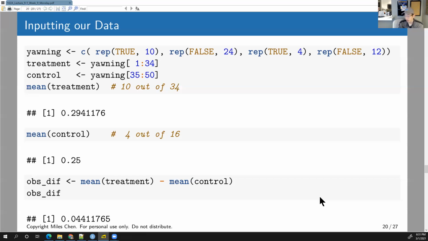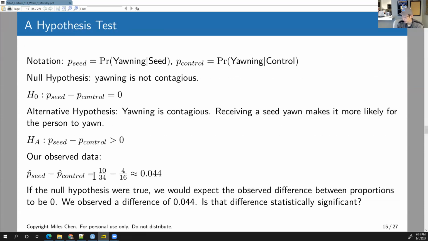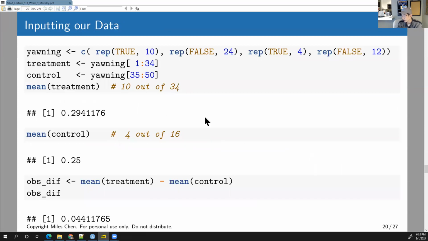All right, so what we're going to do is get our data into the computer. Remember, we had 10 out of 34 people in the seed yawn group who yawned, and in the control group, 16 participants and 4 yawned. Here I'm going to create a vector of length 50. We have 10 people who yawned, so we're going to have TRUE 10 times. TRUE represents that they yawned.